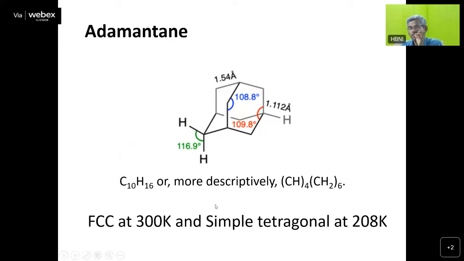Why? Because in solid state, it has a crystal system. It has a tetragonal structure. Not only that, it is FCC at 300 Kelvin. Adamantane crystals are face-centered cubic at 300 Kelvin, and it goes to the tetragonal form at 208 Kelvin.